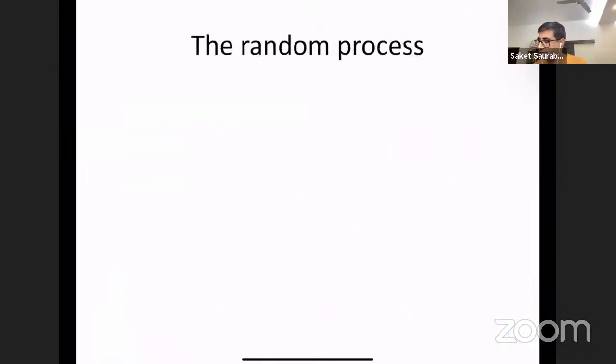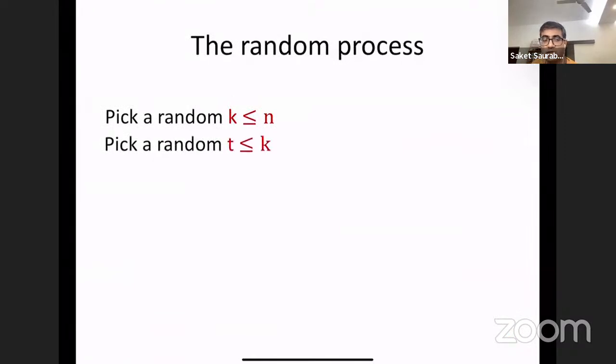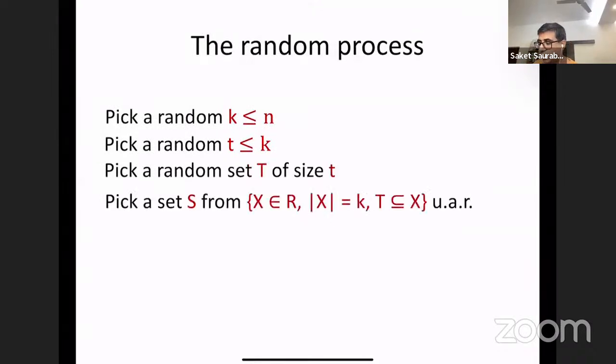Okay, so let's set up this random process. Our random process is very simple. It picks a random k less than or equal to n. It picks a random t which is less than or equal to k. It picks a random set T of size t, and then it picks a set S uniformly at random from all X in R with size k such that T is a subset of X. If none exists, then S equals the empty set. So what am I going to do?